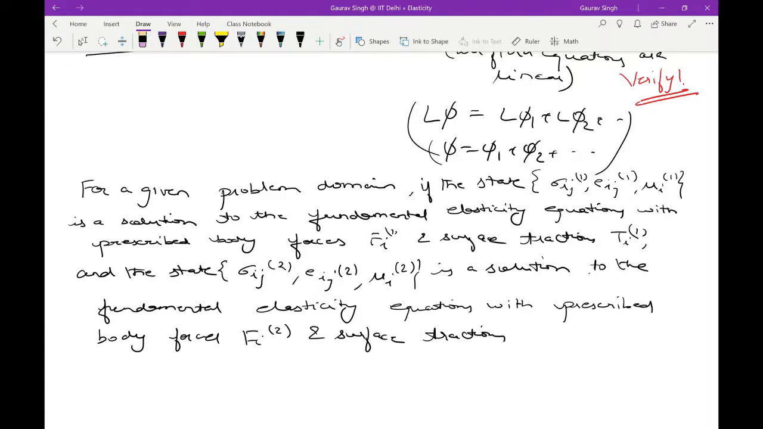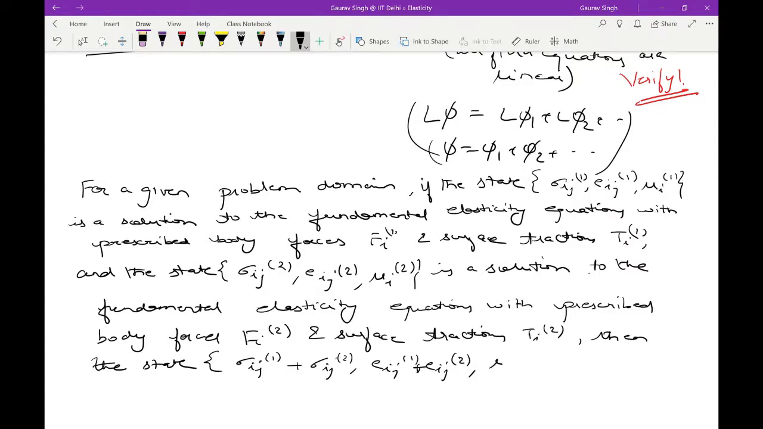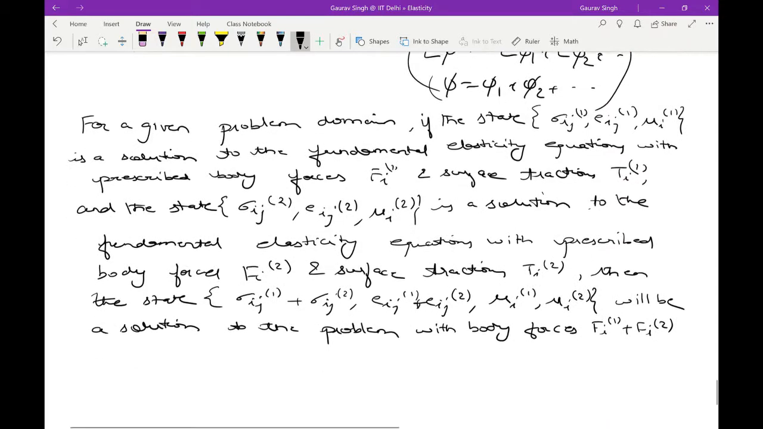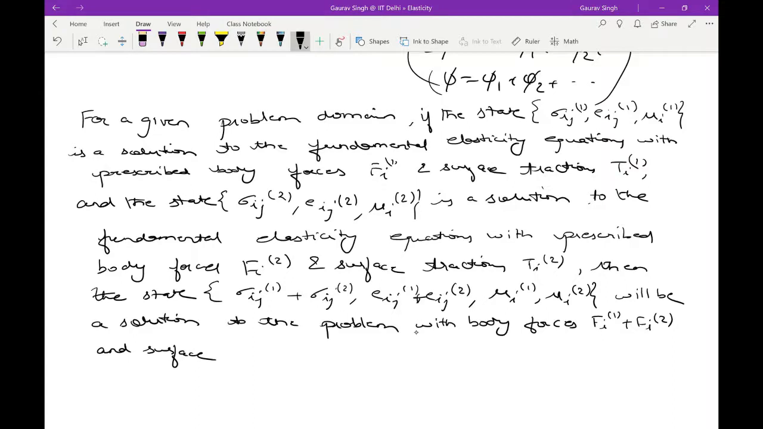Then the state sigma ij of 1 plus sigma ij of 2, eij of 1 plus eij of 2, ui of 1, ui of 2 will be a solution to the problem with body force Fi of 1 plus Fi of 2 with tractions.